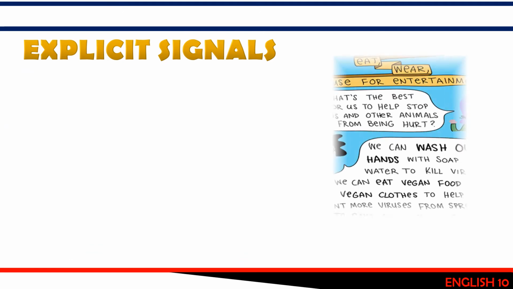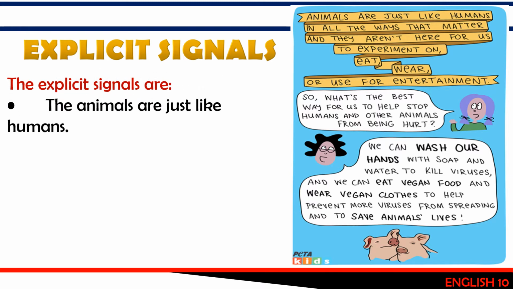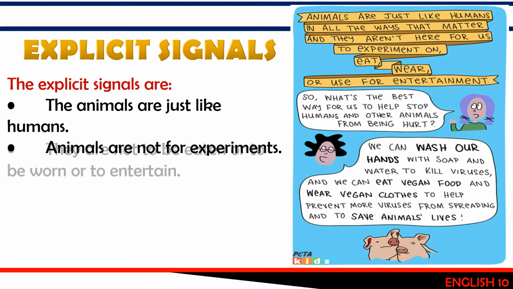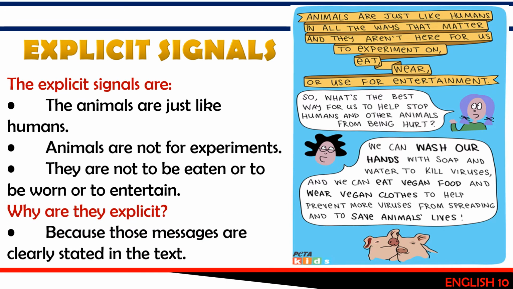Let's have another example. So I have here a poster. You try to analyze the poster and elicit explicit signals used. Alright, so what are the explicit signals used? Here they are. The first one, the animals are just like humans. Second, animals are not for experiments. And the third one, they are not to be eaten, or to be worn, or to entertain. Now, why are these considered to be explicit? It is simply because these messages are clearly stated in the text.